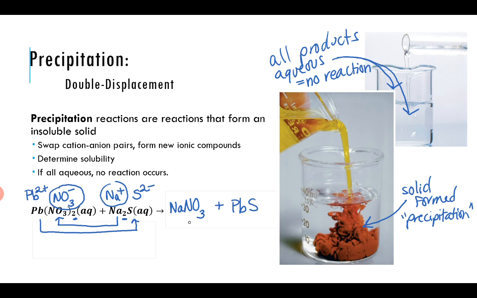We need to now balance our equation to make sure that we have the same number of ions on each side of the equation. I can do that by putting a 2 coefficient in front. I do not want that 2 coefficient as subscripts.